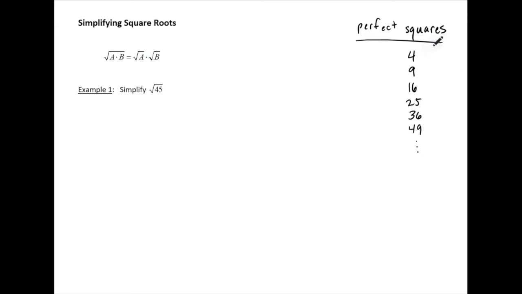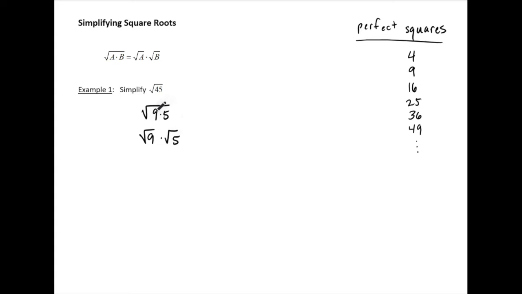Here are some of the perfect square factors that we'll be looking for. 2 squared is equal to 4, 3 squared is equal to 9, 4 squared is equal to 16, and so on. We'll want to find the largest perfect square that divides evenly into 45. It's not difficult to see that 9 is the only number in this list that divides evenly into 45. So we rewrite 45 as the product 9 times 5. And now we can rewrite this using the product rule by taking the square root of each of the two factors separately.